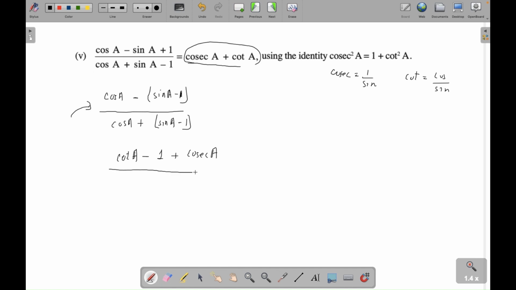Right. In the denominator, we'll have again cot A plus 1 minus cosec A. Right. So again, if we simplify this, we get cot A, the same thing. So cot A minus 1 minus cosec A. Denominator will have cot A plus 1 minus cosec A.